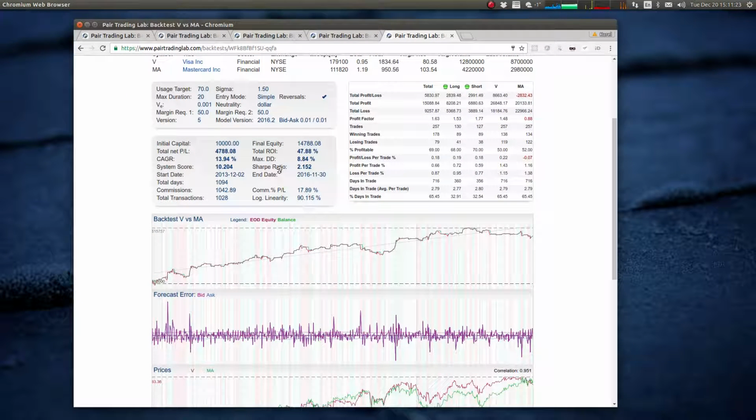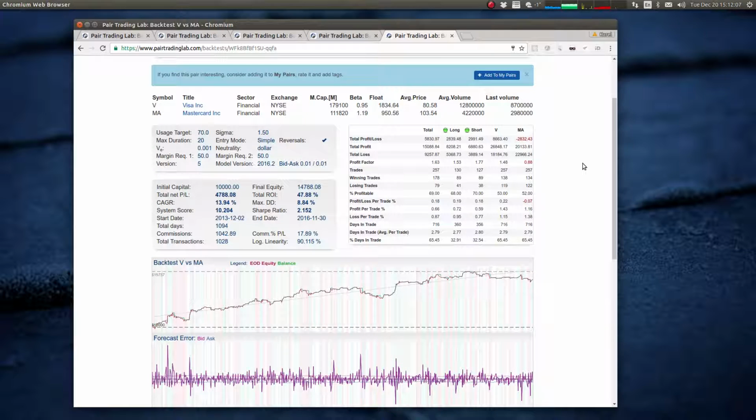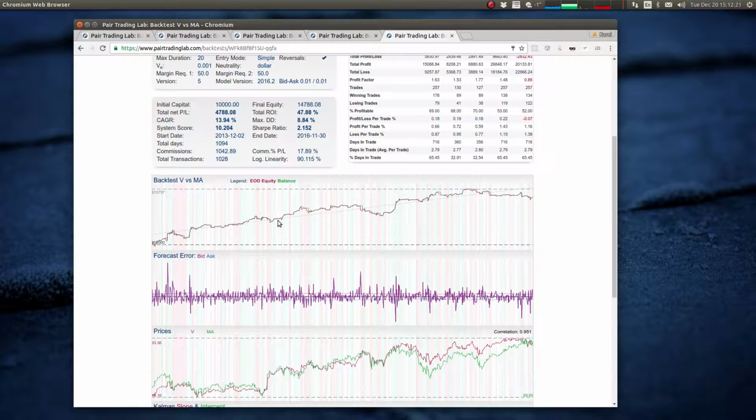So you can see now the performance is even better. CAGR almost 14% with quite a nice equity curve. You can see linearity is about 90%, and it spent 65% in the position. It's kind of good performance, especially when comparing to ratio and residual performance. It's like more than tripled. Yeah, you can see that.